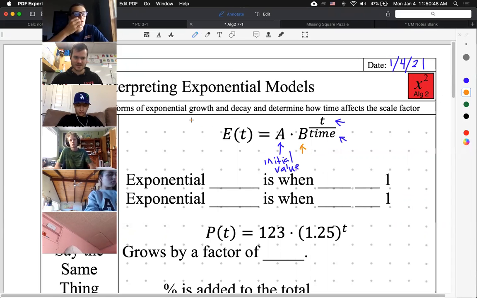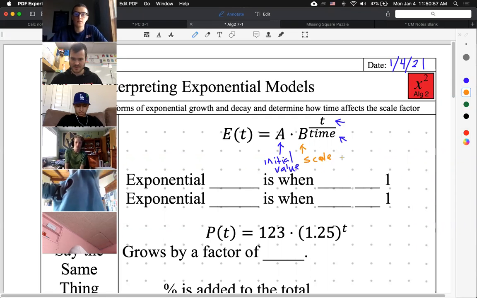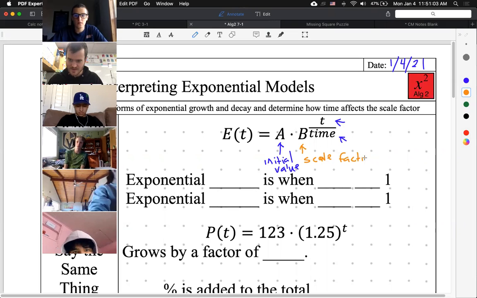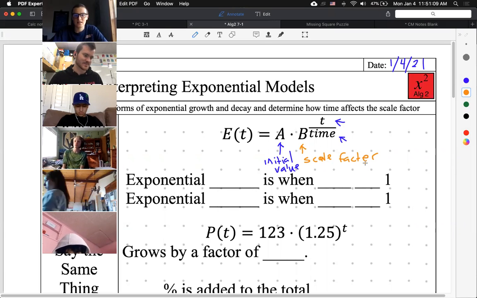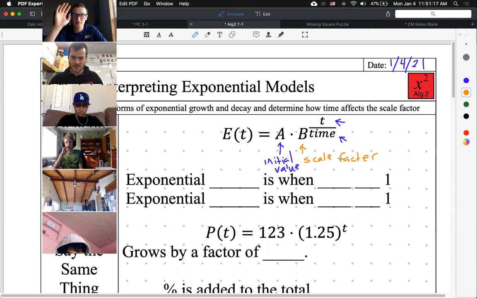B is your scale factor. This thing that I talked about, or Wyatt talked about in our objective. Scale factor, i.e., how fast is this thing growing? It is exponential, so fast, but how fast as an exponential function? Another way to write this is your base. What is your base? And for basically everything, your scale factor should always be positive, so I'll say it's always greater than 0.